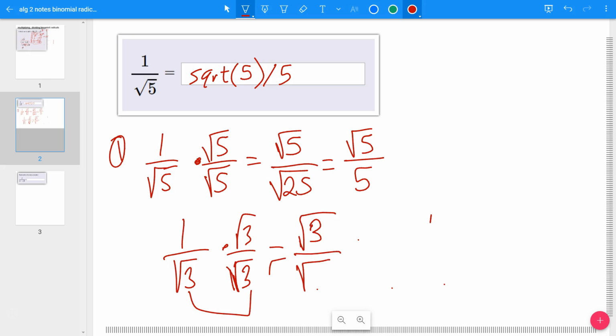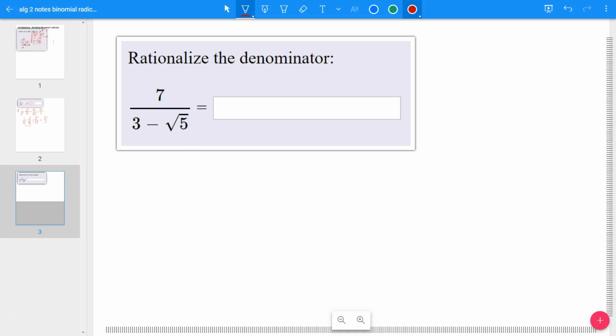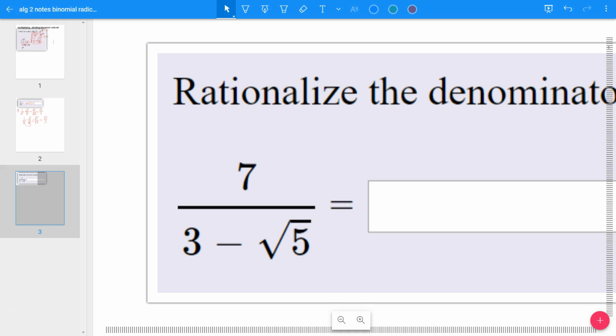Well, the 3 times the 3 is 9, and then you end up with the root of 3 over 3 once you take the square root. Okay? Let's move on. And now, let's do one last one that involves rationalizing the denominator. In the denominator I have 3 minus the square root of 5, and then 7 in the numerator.